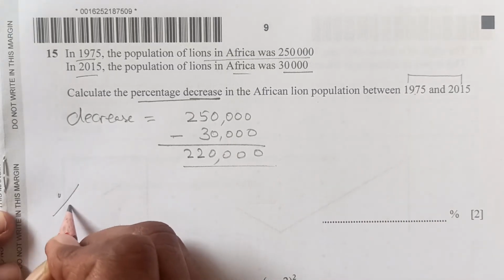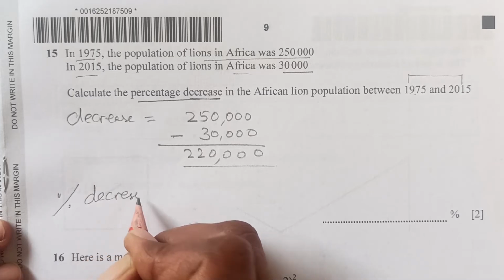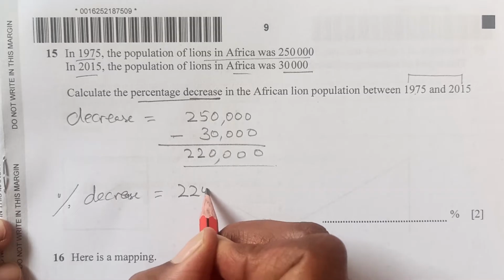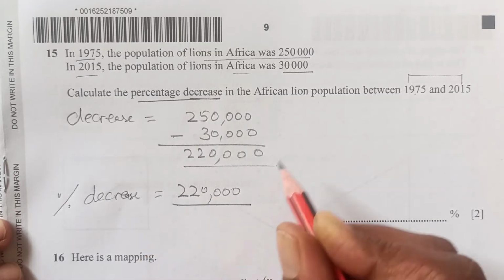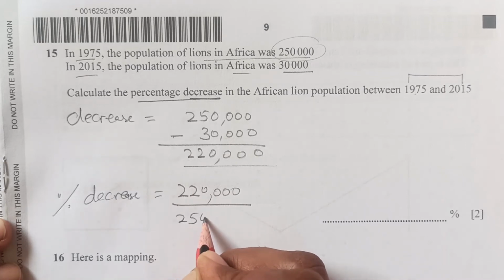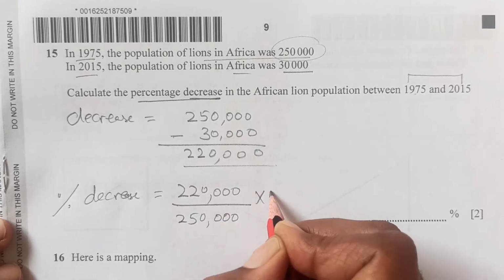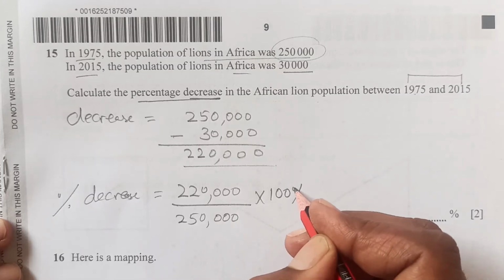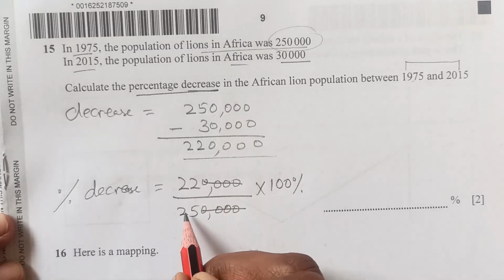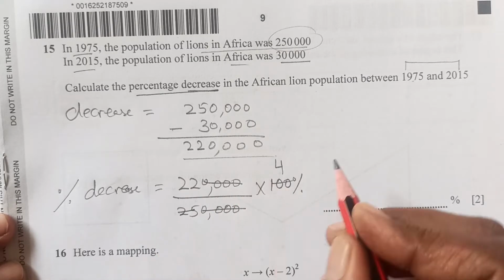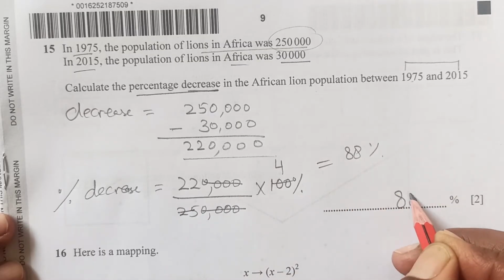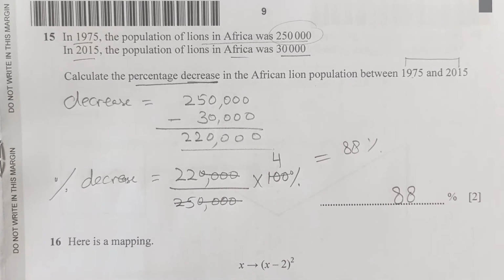Now we are looking for the percentage decrease. The decrease is 220,000. Started from where? From 250,000. It was the total before. You should always take the original value first, times 100. So 4 zeros are gone. 25 times 4, so this is 24. 2 times 8 is 88. So the answer is 88%. Okay.